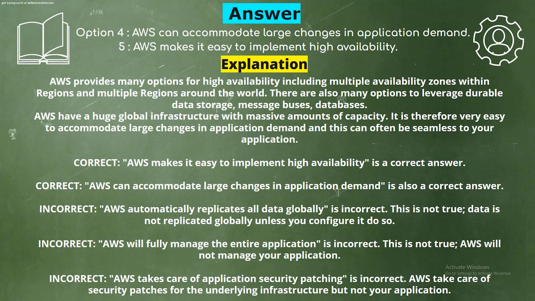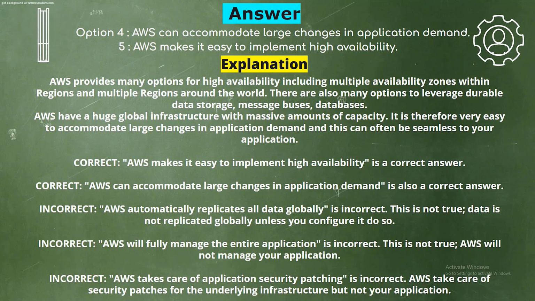AWS has a huge global infrastructure with massive amounts of capacity. It is therefore very easy to accommodate large changes in application demand, and this can often be seamless to your application. Correct. AWS makes it easy to implement high availability is a correct answer. Correct. AWS can accommodate large changes in application demand is also a correct answer.